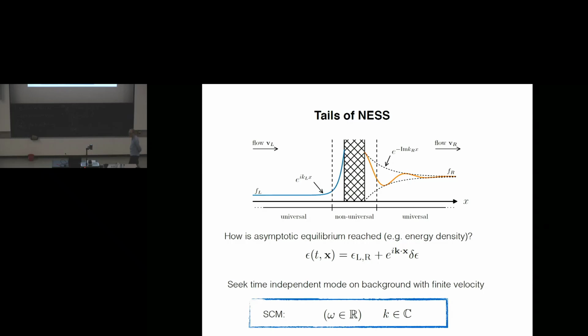So what we're looking for is a time-independent mode on a background with a finite velocity, which here has zero frequency, more generally speaking has real frequency, but it has a complex momentum. Okay, so the quasi-normal mode was something which had real momentum and a complex frequency. So that's again the inversion of the relationship between these two.